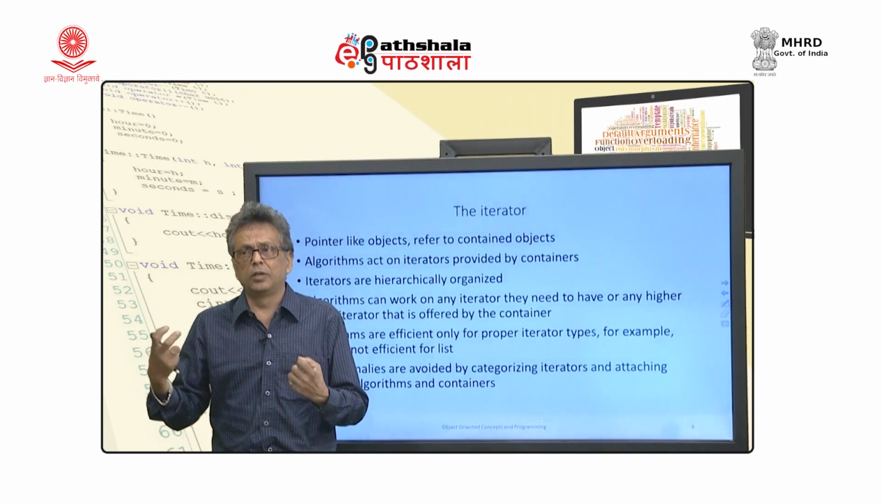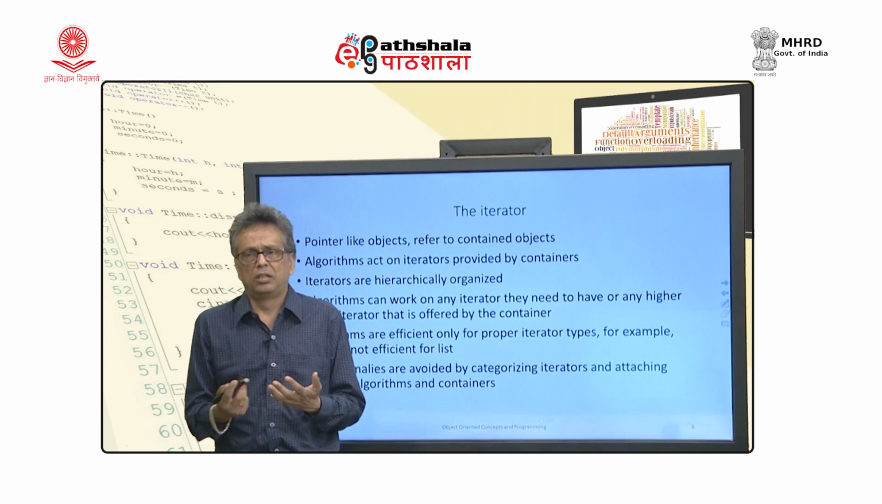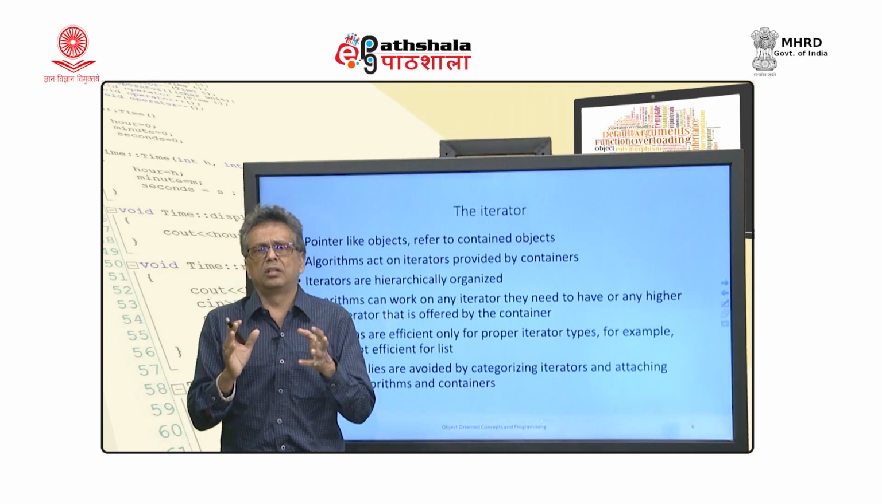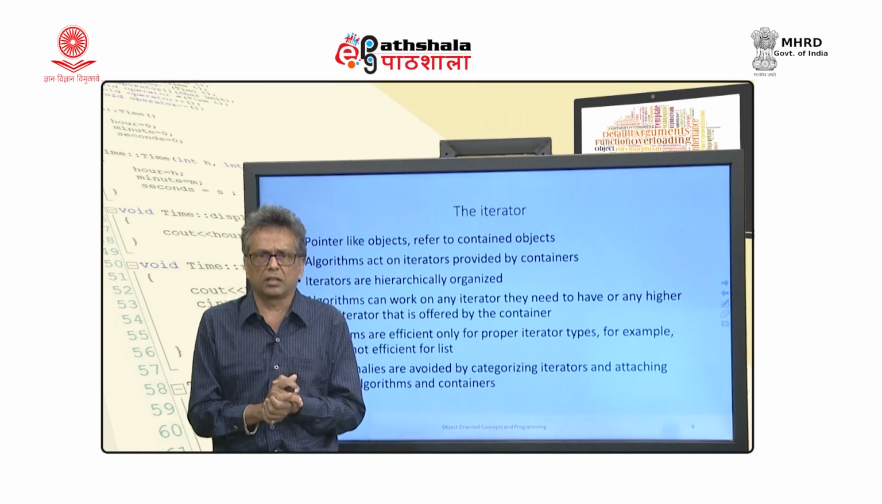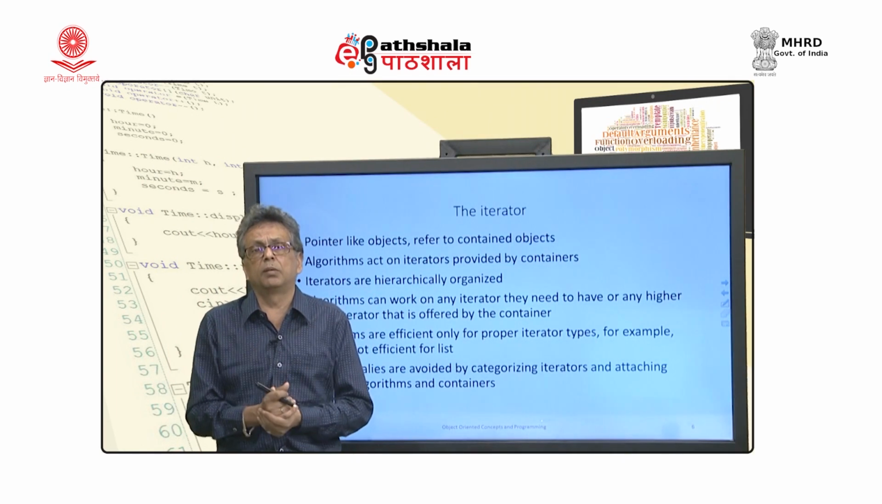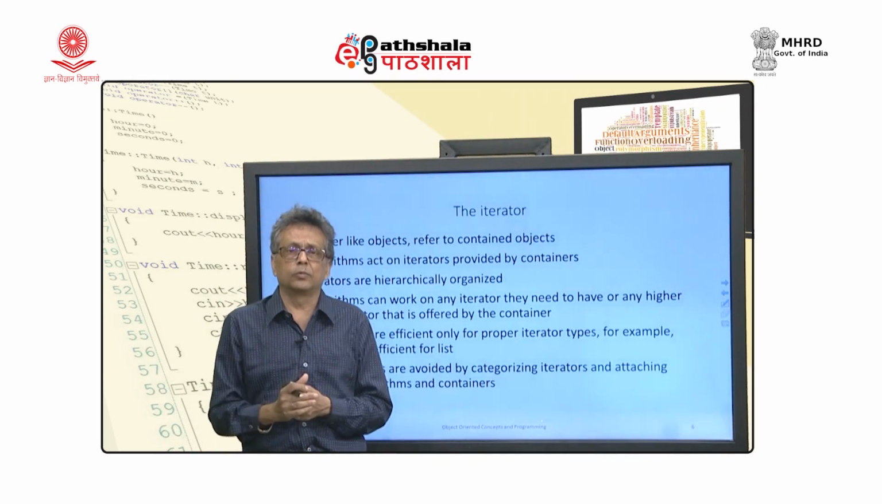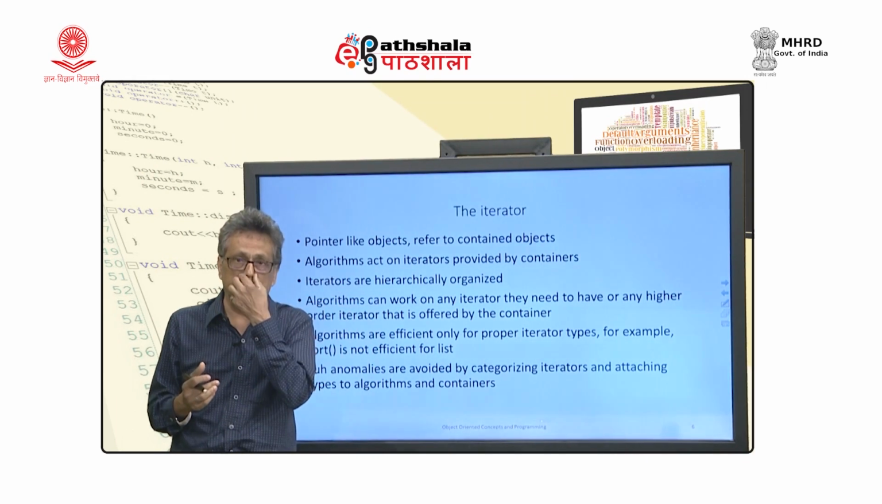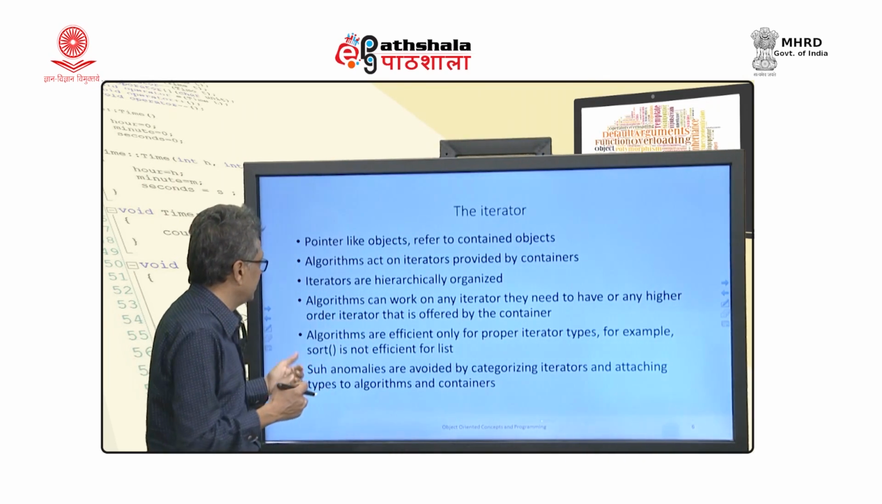So, how are the algorithms designed? For example, there is an algorithm called sort. It is specified that sort will demand a random access iterator, and only a container which provides random access iterators can work with sort. So, if you call the generic algorithm sort with a list object, you will get a compilation error, okay, because this is the power of the iterator and the categorization.